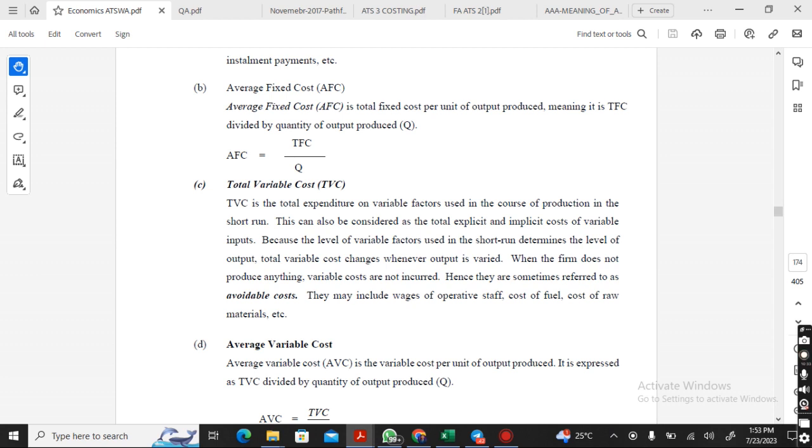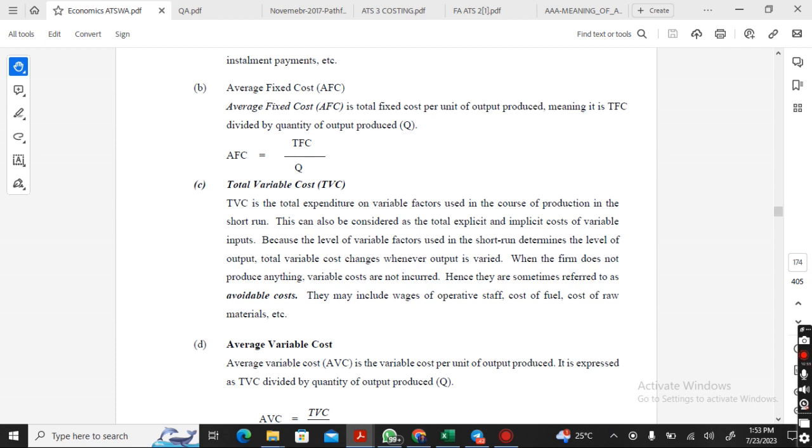Total variable cost. Whenever output is varied, so when a firm does not produce anything, variable costs are not incurred. Or they can decide to sack some staff. So hence they are sometimes referred to as avoidable. You can see you can control it, which is of operative staff.